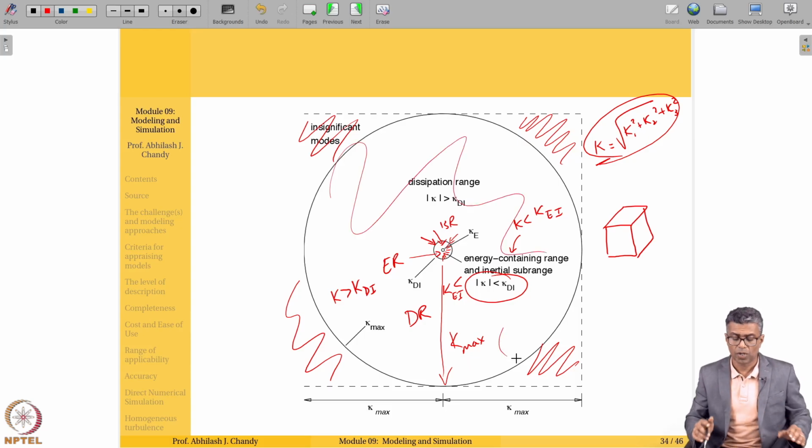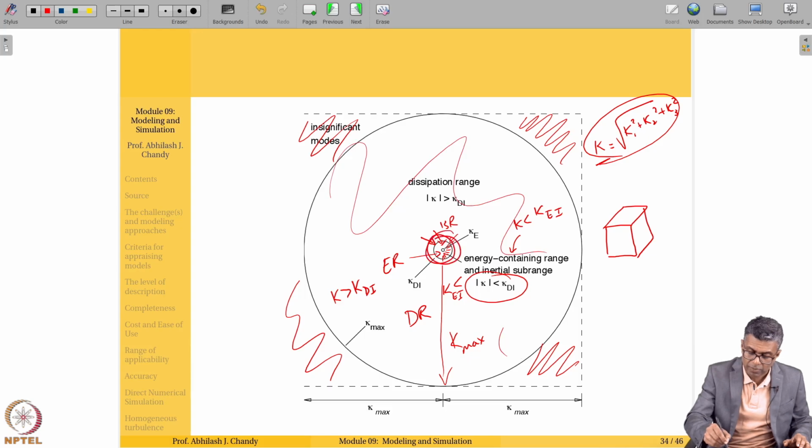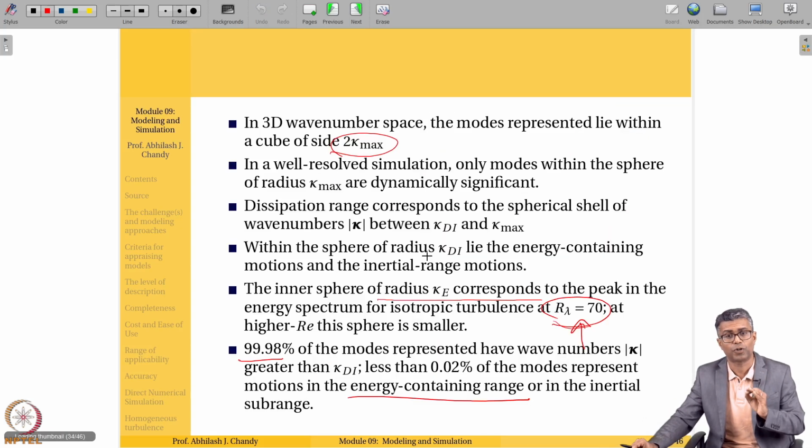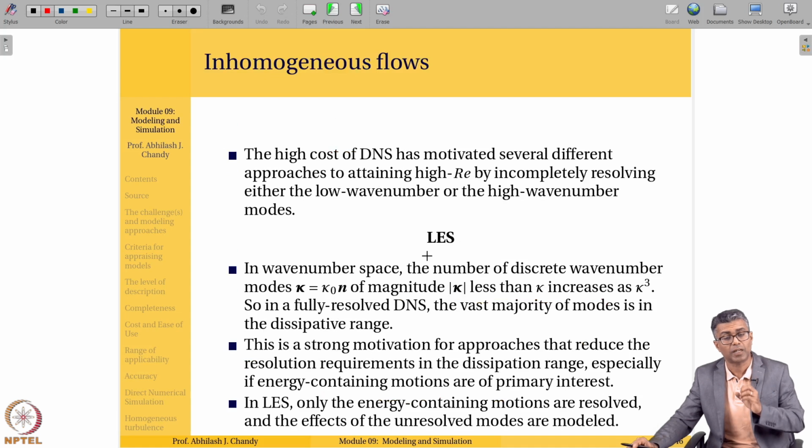Now, in LES, you would only do this. That's it. You would only resolve there. Everything else is modeled. So you can imagine how much time and effort we are going to be saving. So that's the basic concept of LES.